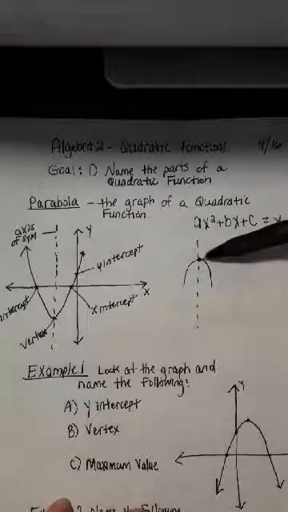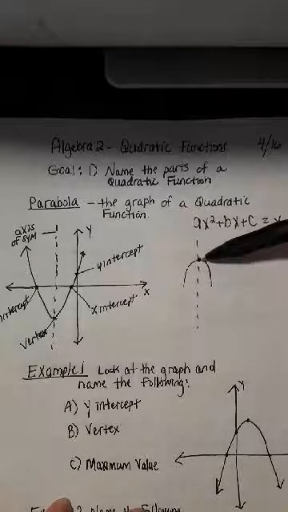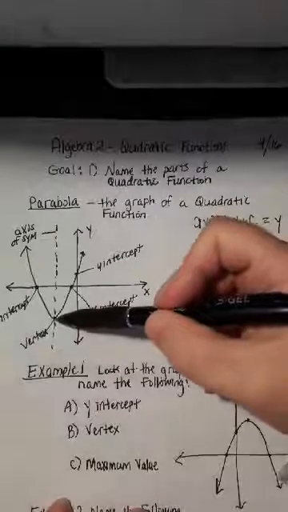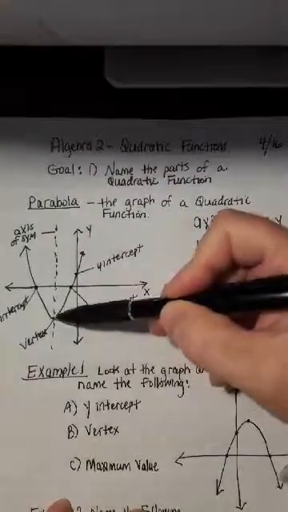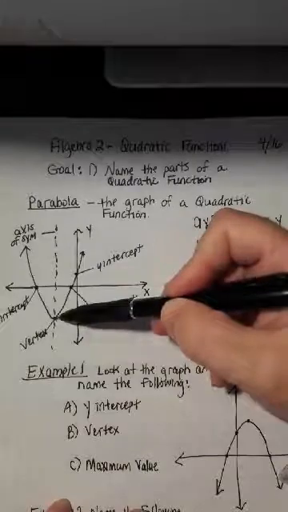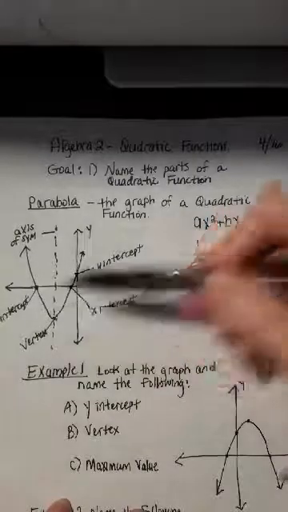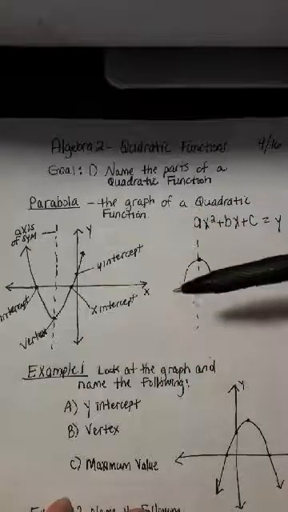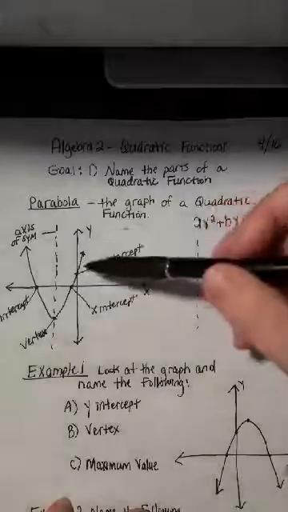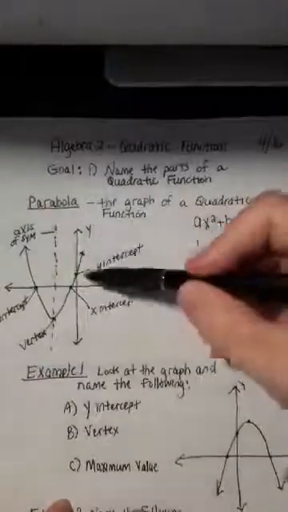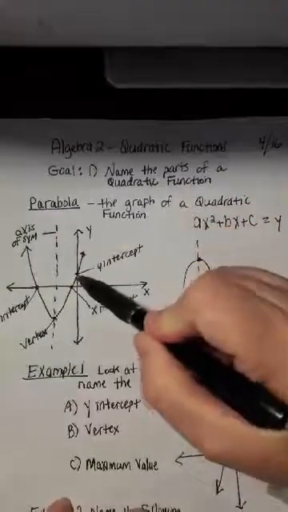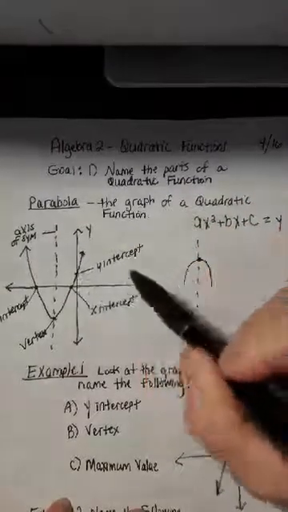If it's on top like this, that is a maximum point, and if the parabola is turned up like this, then your vertex is at the very bottom of the graph. It's the very bottom point. Whenever your parabola crosses the y-axis, that point where it crosses the y-axis is called the y-intercept.